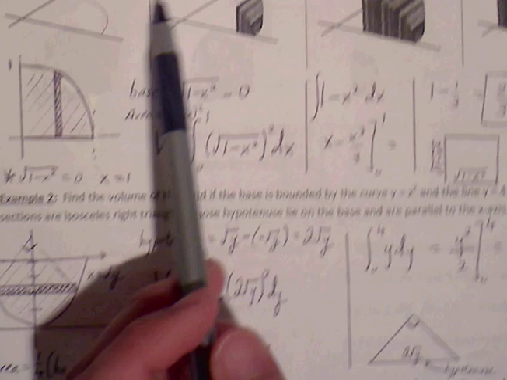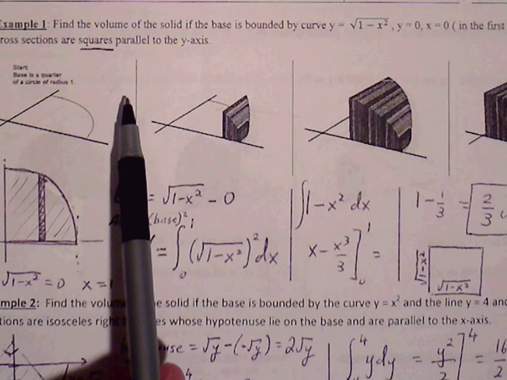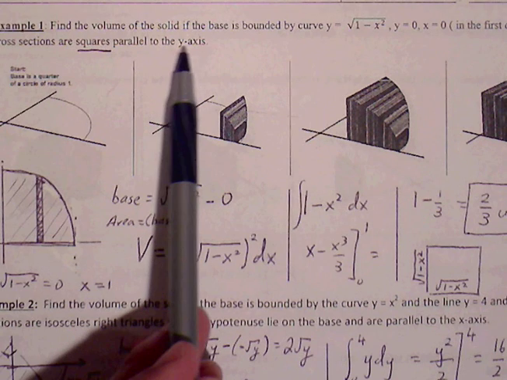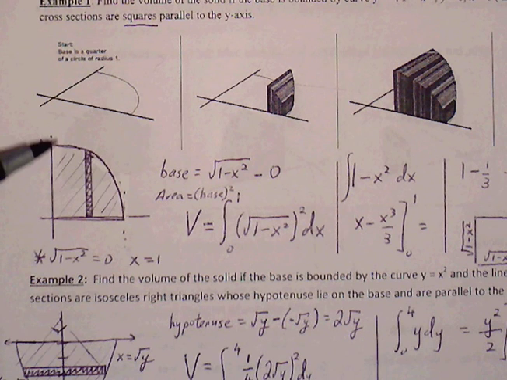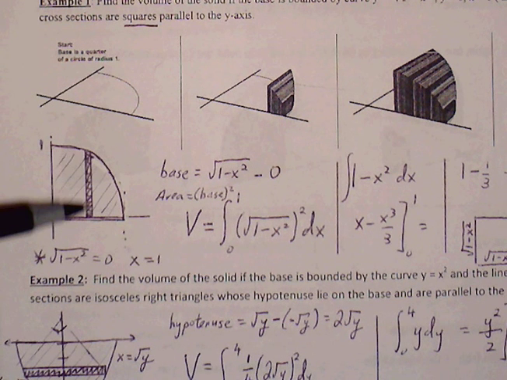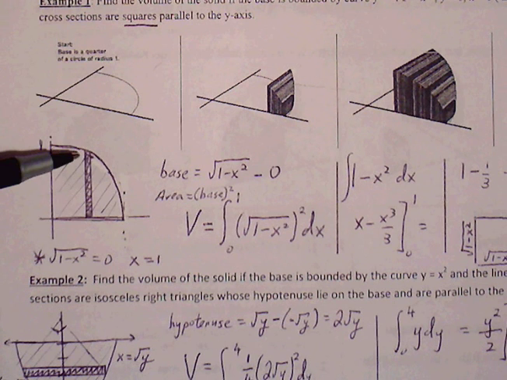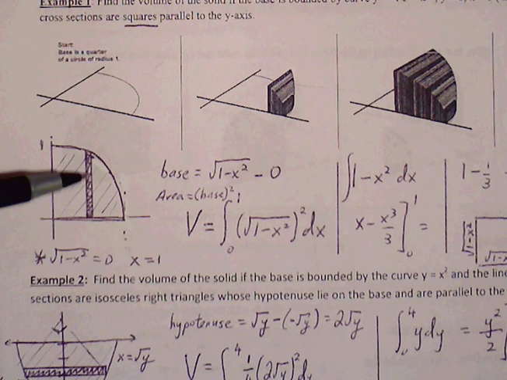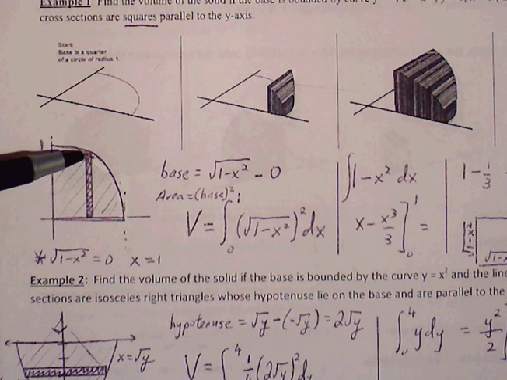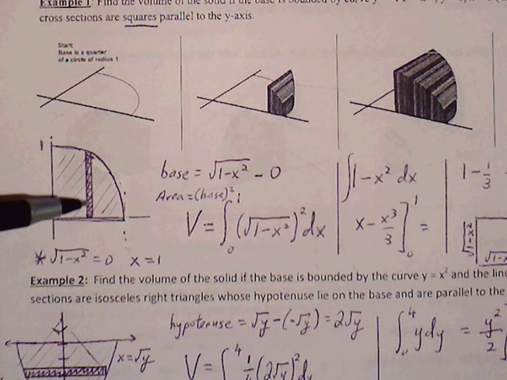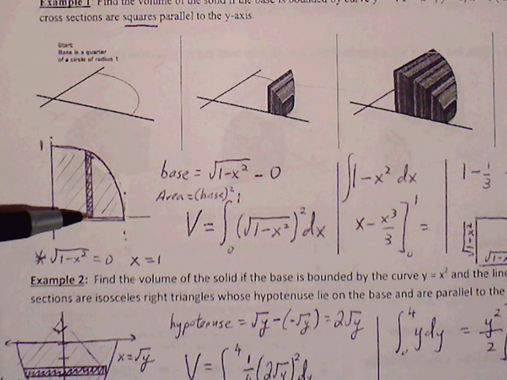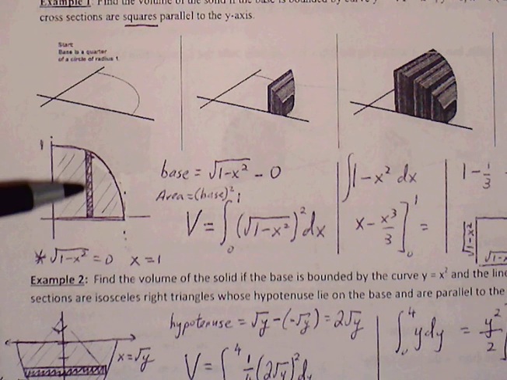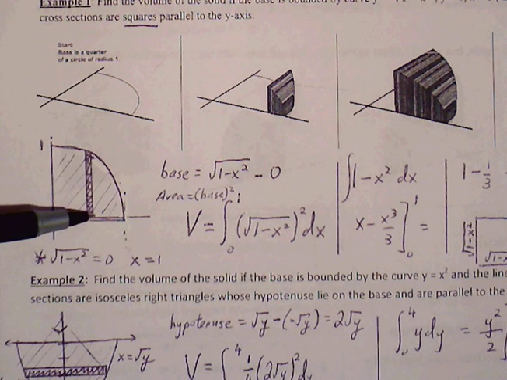Now they're telling us how to draw these cross sections. They're going to be squares parallel to the y-axis. So here's the y-axis, vertical. Parallel means that we're going to be drawing these vertical lengths. Before, we considered these as heights. With the disk and washer method, we consider these as radii. And now we're going to consider these as lengths or bases of different shapes. Right now I'm just going to call this a vertical base.